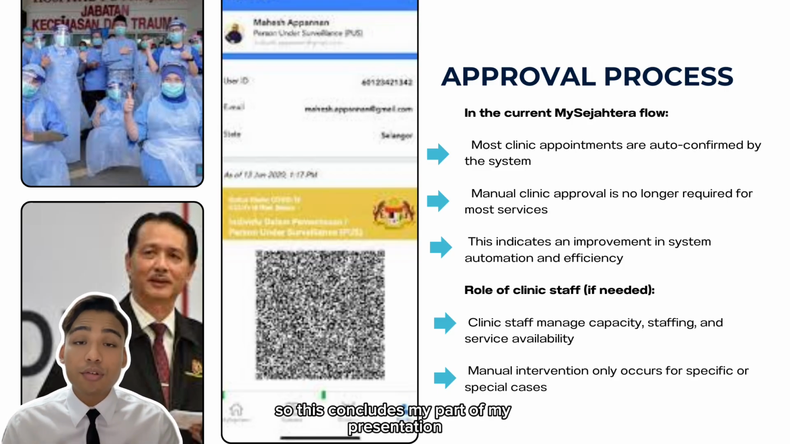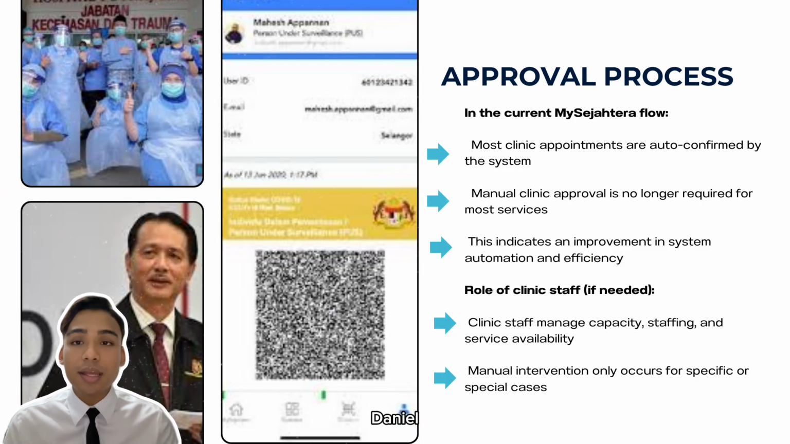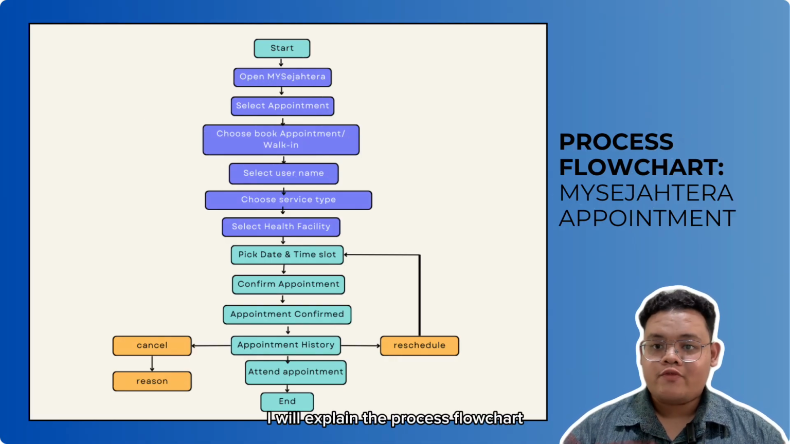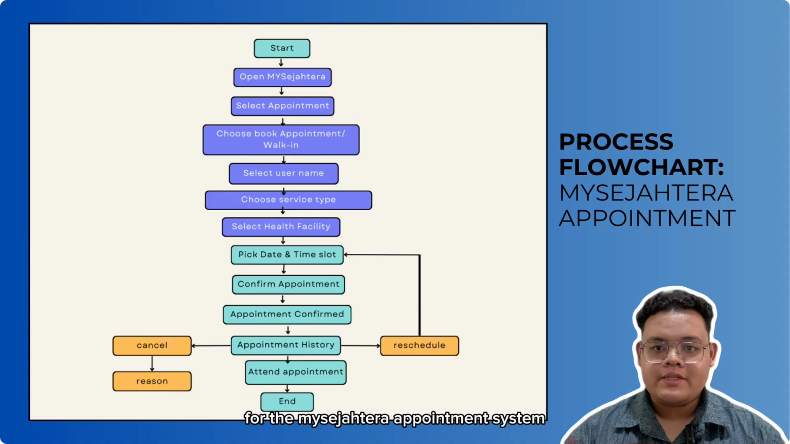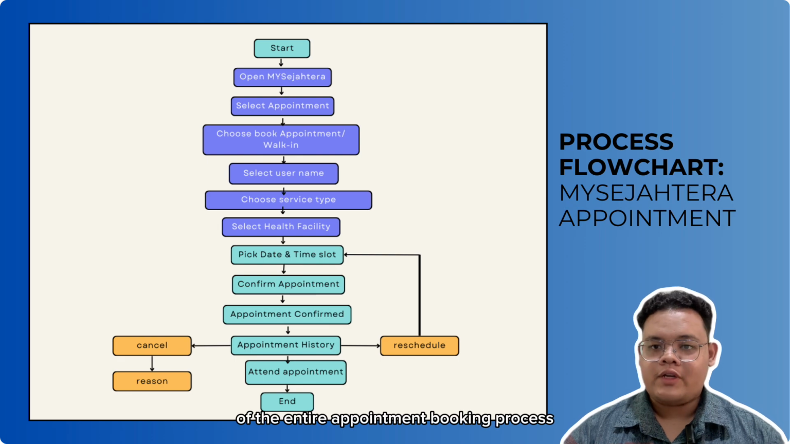So this concludes my part of the presentation. Now, I will hand over the presentation to my partner, Daniel. Thank you, Eden. Next, I will explain the process flowchart for the MySejahtera appointment system. This flowchart provides a clear and simplified overview of the entire appointment booking process.